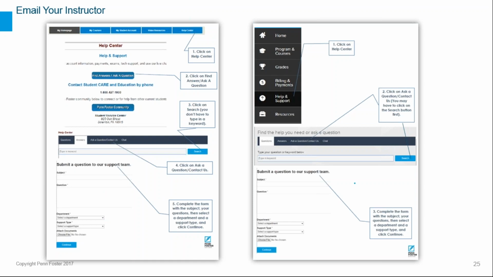Or your account may look like that. Click on Help and Support, and then click on the search button with no keywords. Click on Contact Us, and then you are able to write your question, the subject of your question. The department is not really going to matter. The department and the support type, just pick anything that you think is the right thing. You do not have to upload any file if you don't have any files, and then hit continue, and that's it. With that page, you notice here there's a chat feature, and there's a chat feature on both versions of the accounts. You can go ahead and click the chat if you have a brief question on your course.